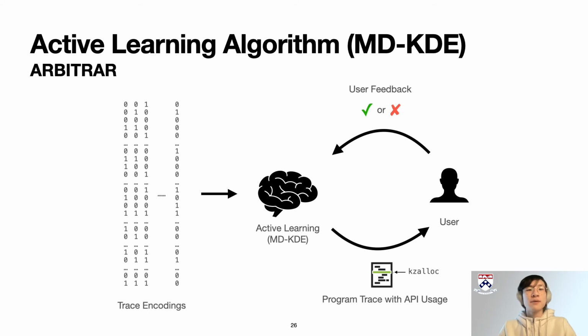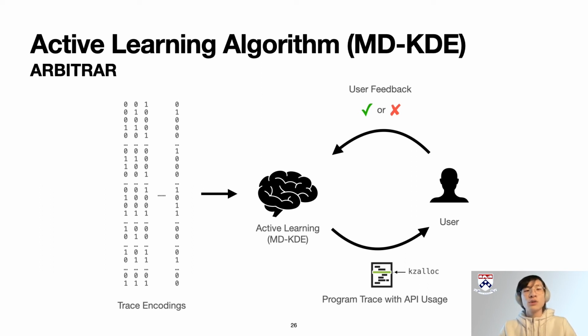In our final step, we feed the encoded traces into our active learning algorithm and start the interactive process with the user. At each iteration, our active learning algorithm picks a trace with API usage presented to the user and asks for user feedback. The user will see pure code showing the trace and provide simple bug or non-bug feedback, basically just yes or no feedbacks.